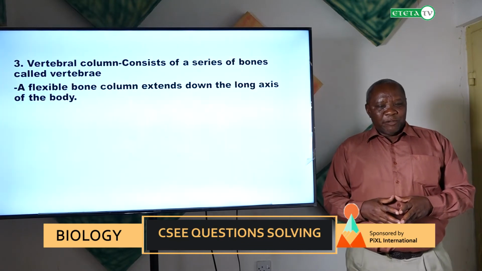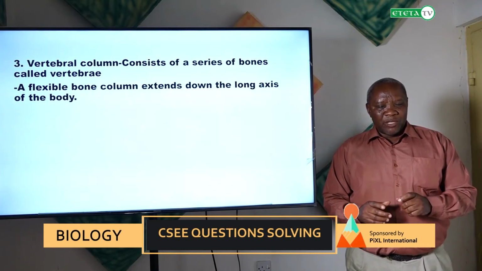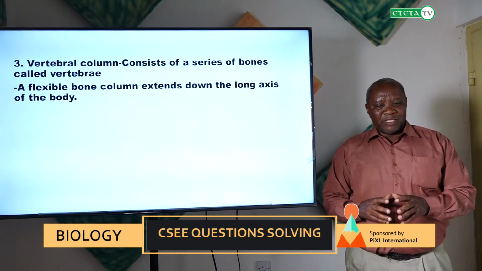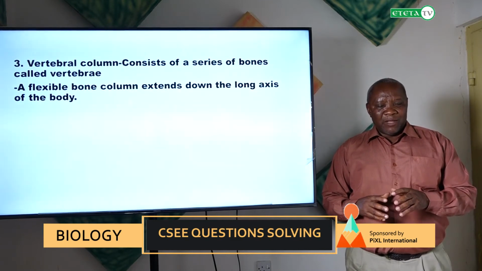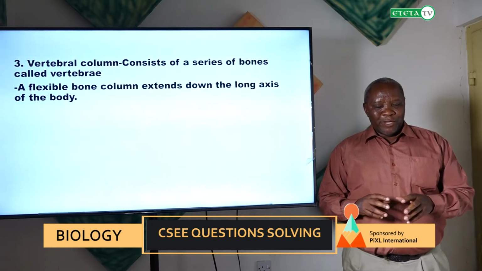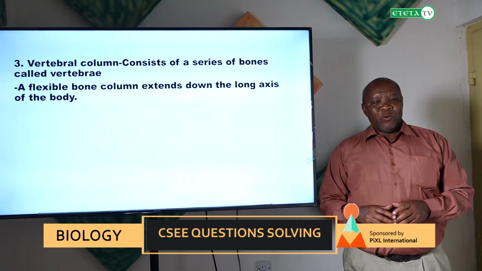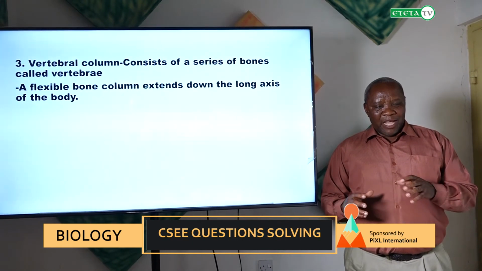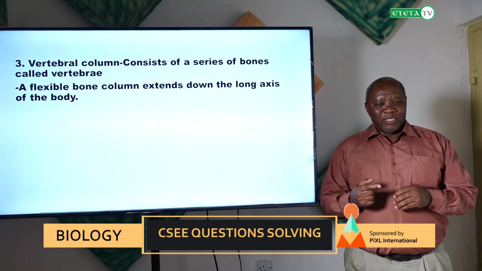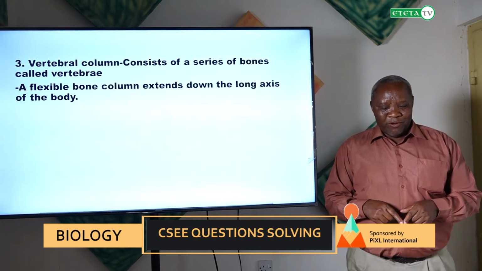Another part is the vertebral column. How is the vertebral column adapted to perform its functions? It consists of a series of bones called the vertebrae. These are flexible bones, and the column extends down the long axis of the body.